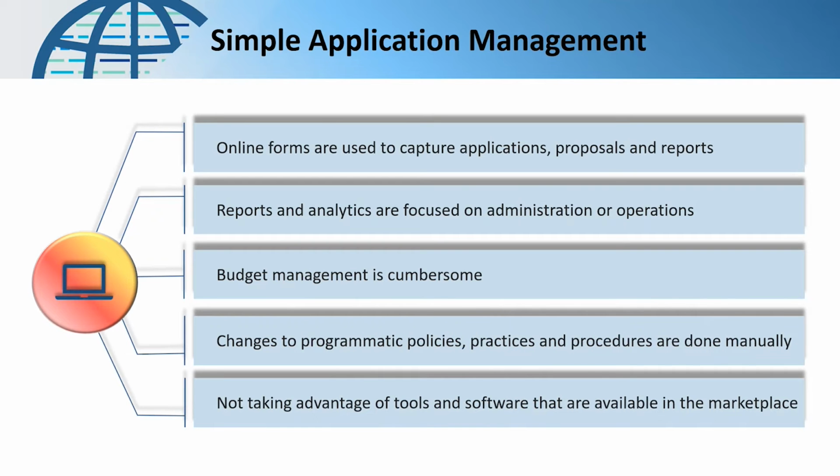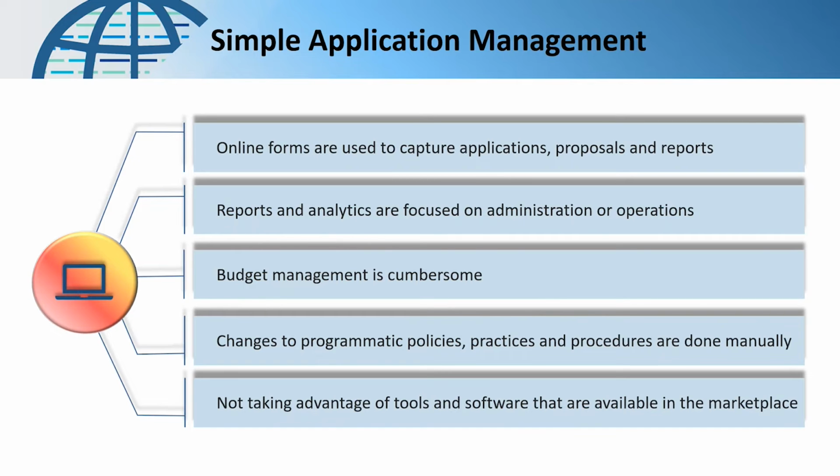Many organizations are focused on simple application management. You'll see this mostly at the first 3 levels of the maturity model. They're using online forms to capture applications, proposals, and reports. Reports and analytics are less focused on impacts and more on tracking and logistics, such as the number of applications in progress or dollars granted per year. If budgets are managed, this is typically done manually using spreadsheets.